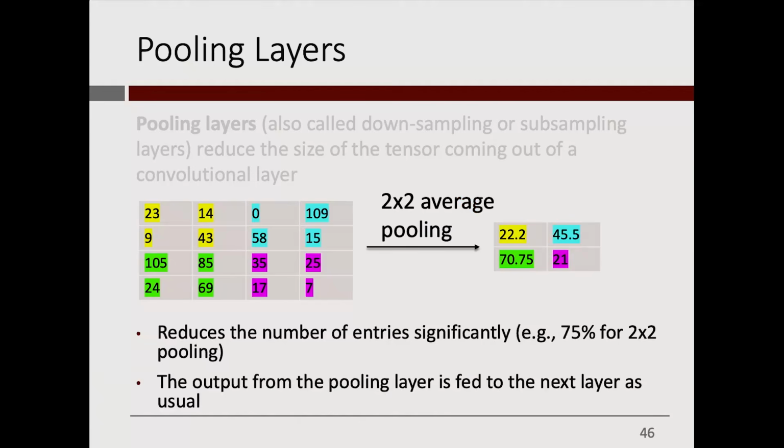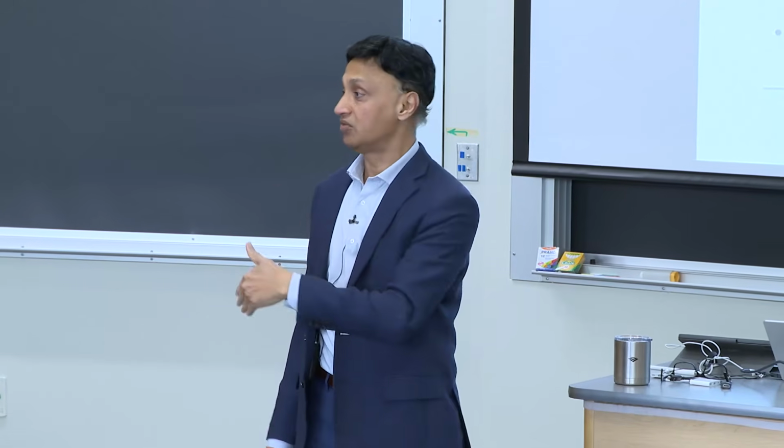Now, as you can see, when you apply pooling, the number of entries drops significantly. And the output from this layer is just fed to the next layer as usual. There's nothing crazy going on. So it's a way to shrink the output from one convolutional layer. Before it passes on to the next convolutional layer, you interject with a pooling layer.